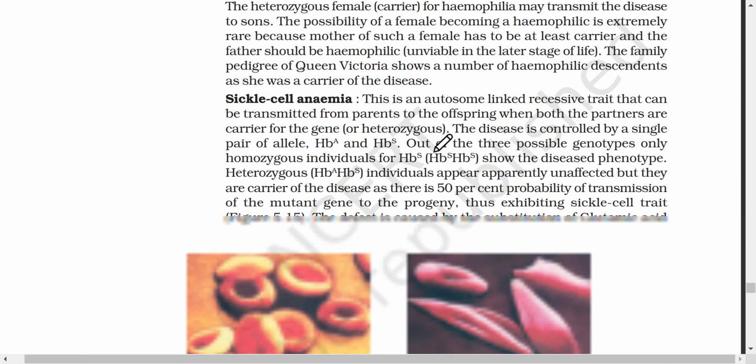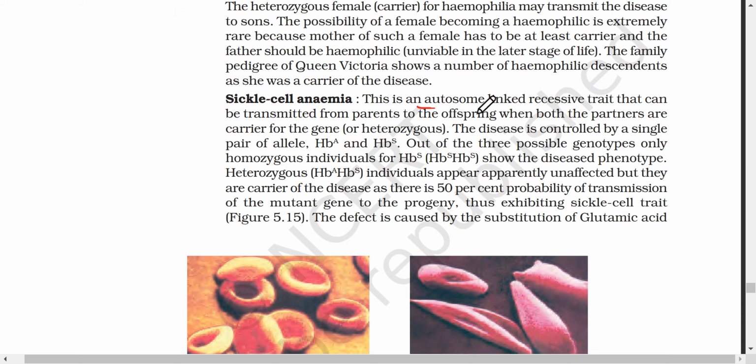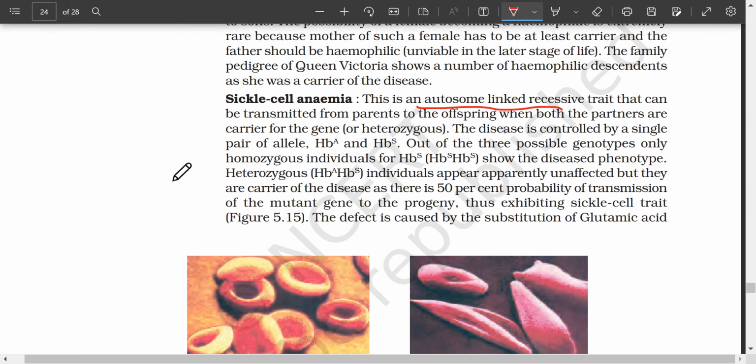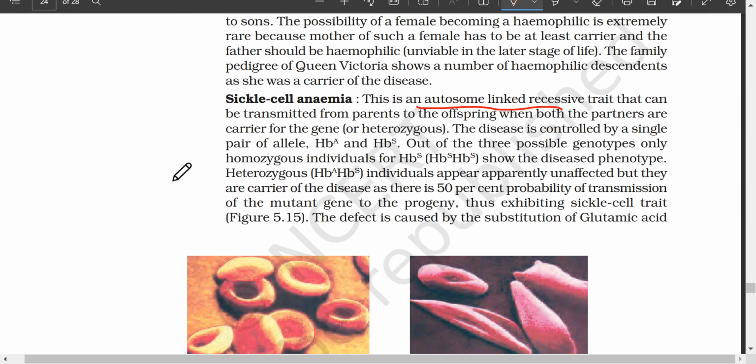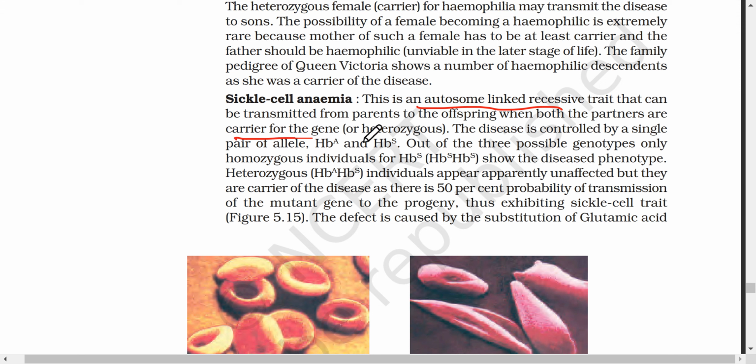Sickle cell anemia is autosome linked. Many questions come on this: whether it is autosomal, X linked, recessive. Very easy. Autosome linked recessive trait that can be transmitted from parents to the offspring when both the parents are carrier for the gene, when both are heterozygous, that is HBA HBS. The disease is controlled by a single pair of allele, HBA and HBS. Out of the three possible genotypes, only homozygous individuals for HBS show the diseased phenotype.